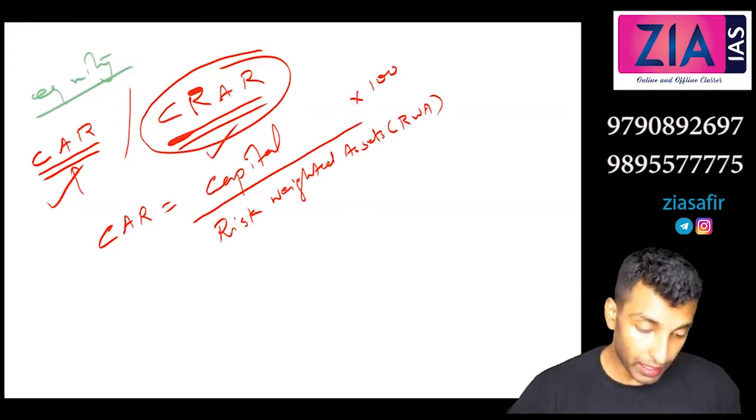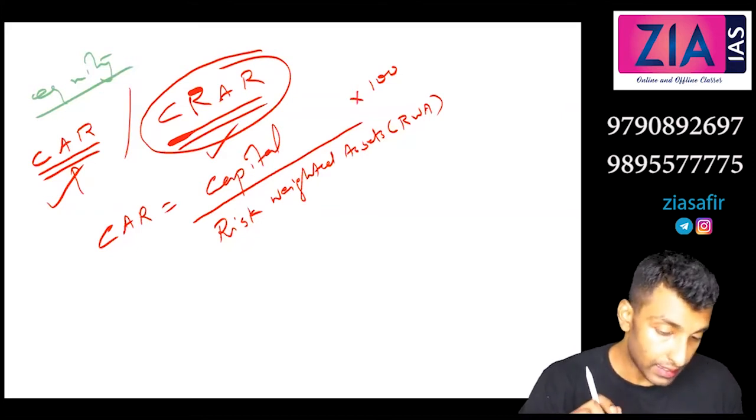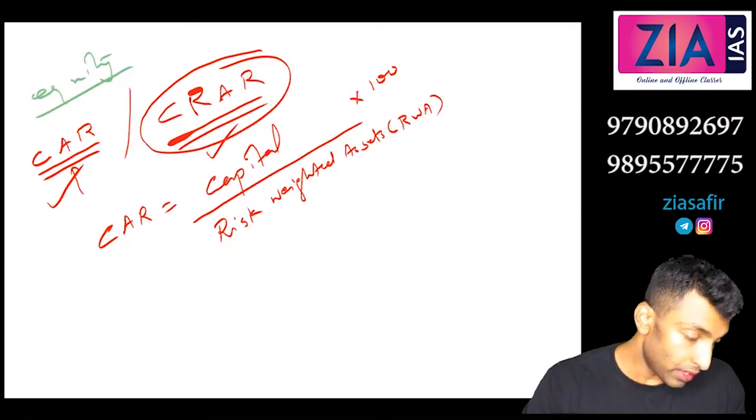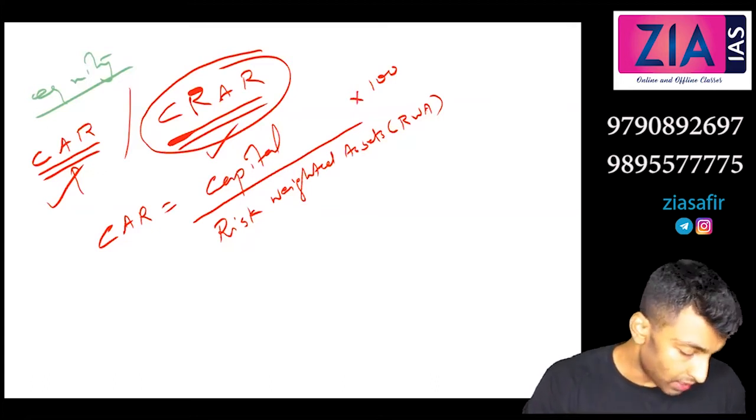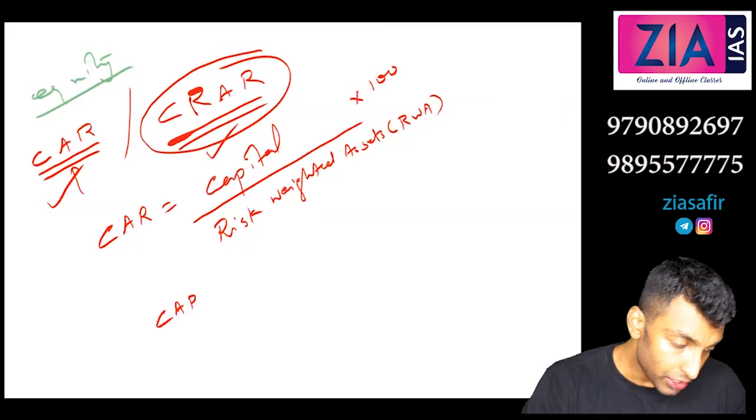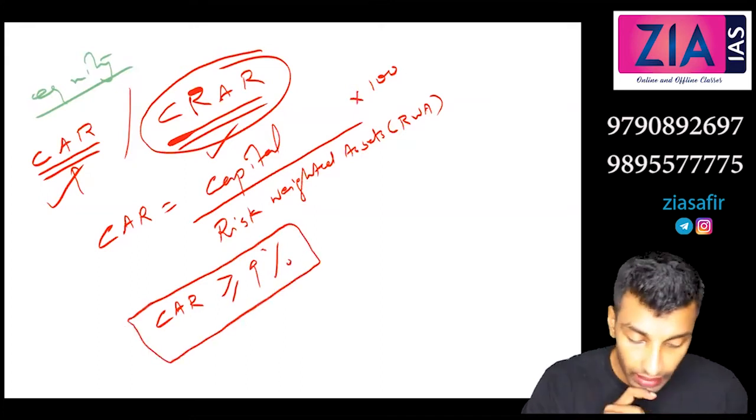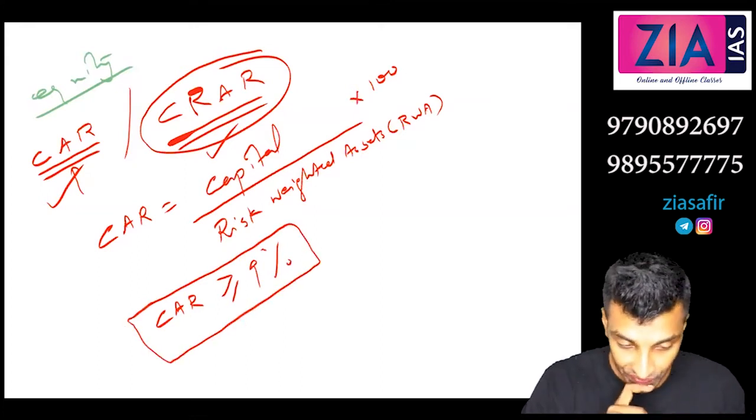Okay, so capital to risk weighted assets ratio. So capital divided by risk weighted assets. As per RBI norms, the CAR should be more than 9%. I will tell you how it is calculated and what it means that it should be 9%, etc.